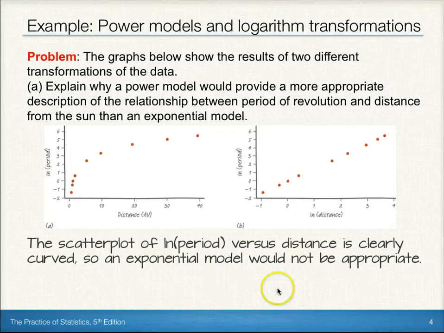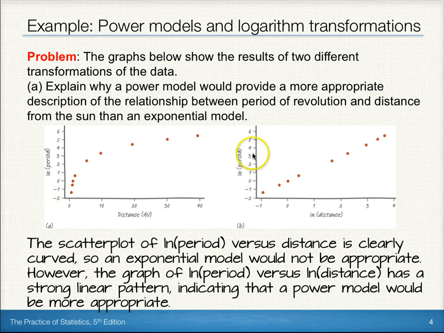Well, first, we note that in this first scatter plot, distance versus the natural log of the period, we see there's a clear curved pattern. So an exponential model certainly would not be appropriate. Now, looking at the natural log of the distance versus the natural log of the period, we see that we have a strong linear pattern, which indicates that a power model would be more appropriate.